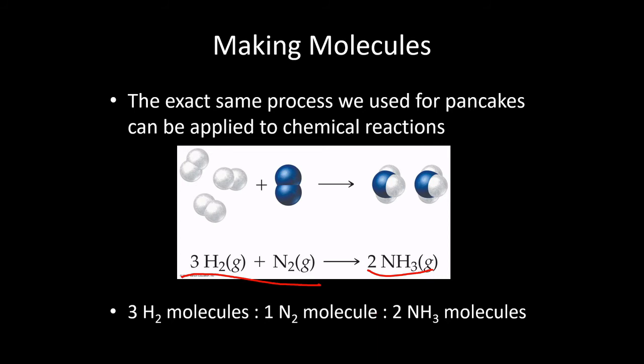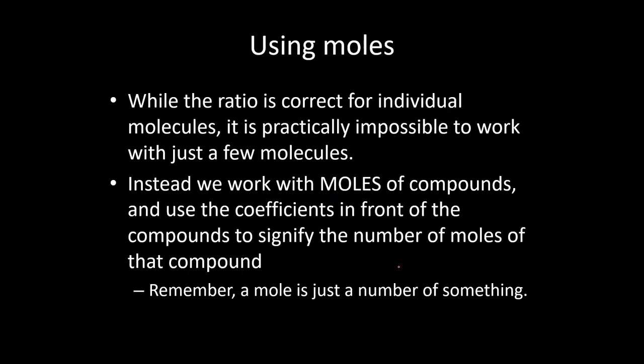So it's not just telling us you have hydrogen, nitrogen, and ammonia. It's telling us we have 3 H2s, 1 N2, and that produces 2 ammonia. So those ratios exist here in the chemical reactions as well. And we're going to take advantage of this in our stoichiometry.